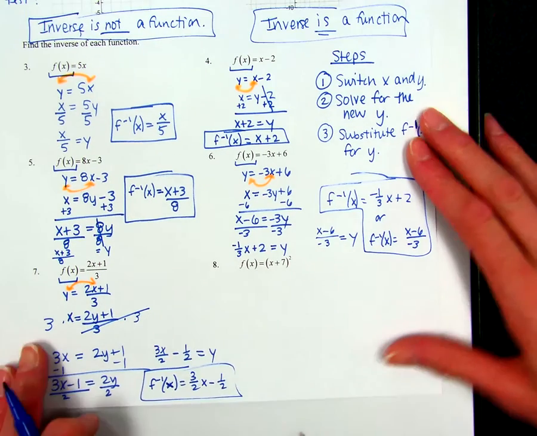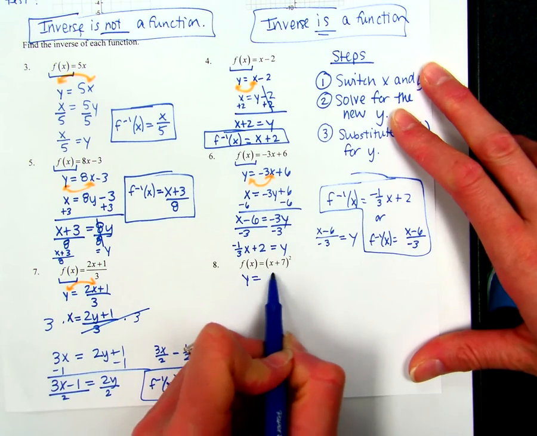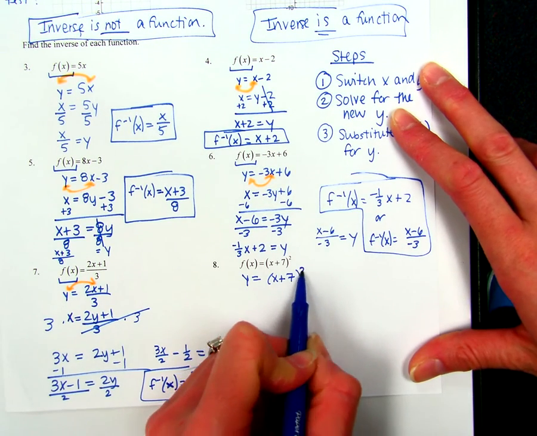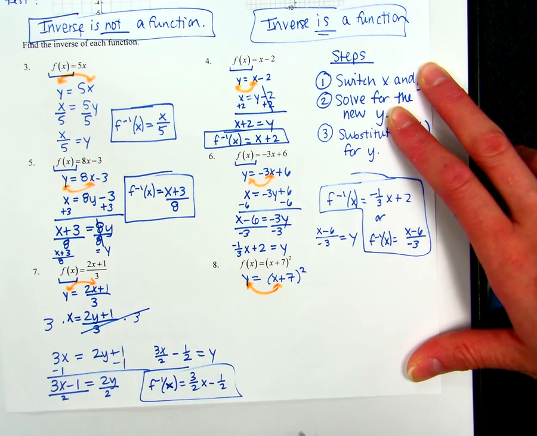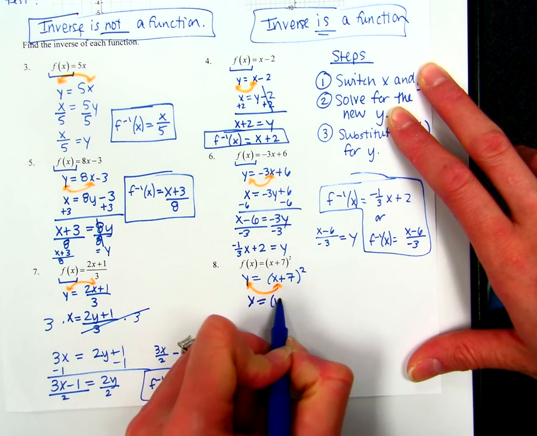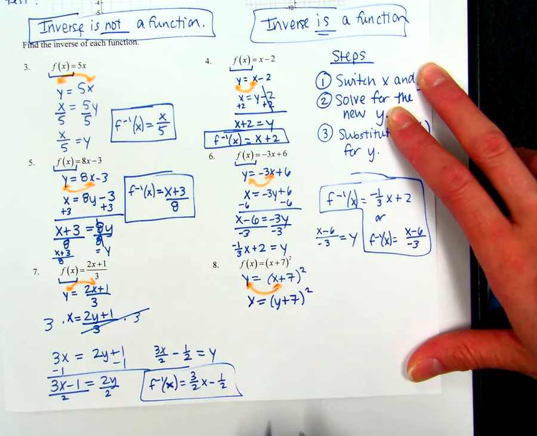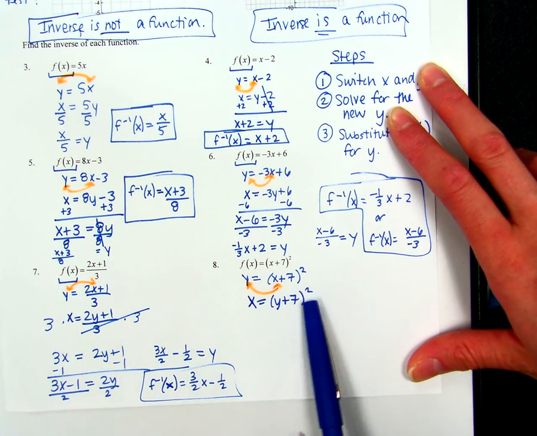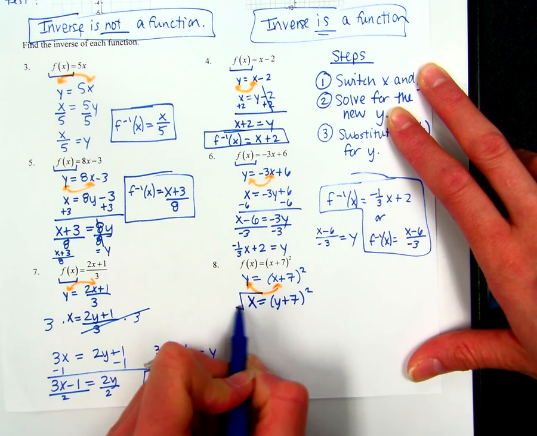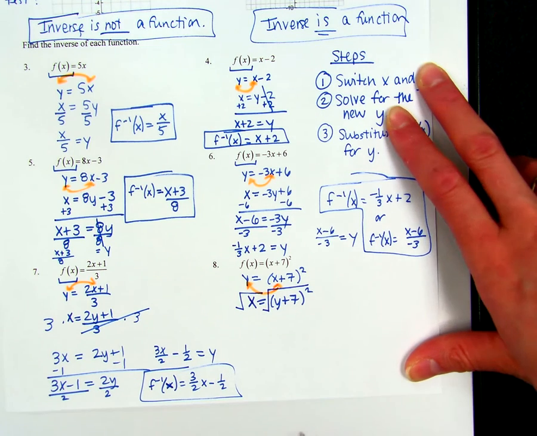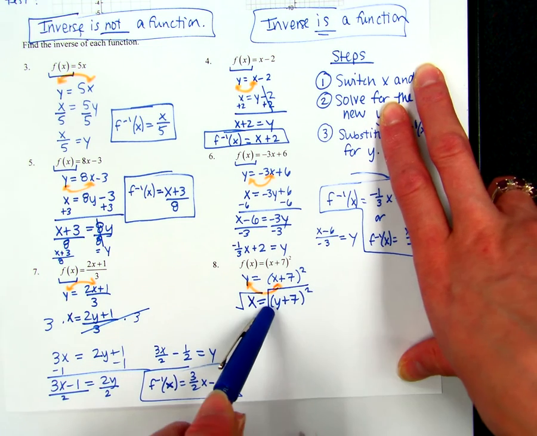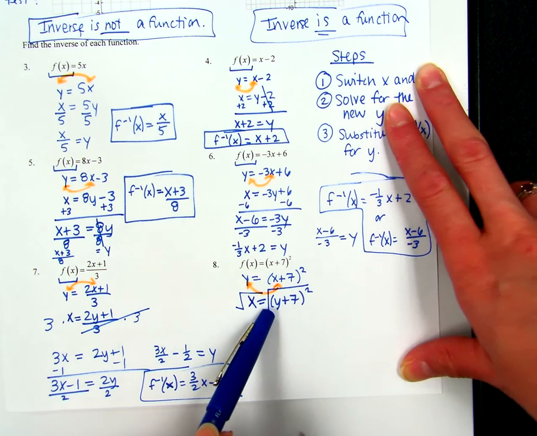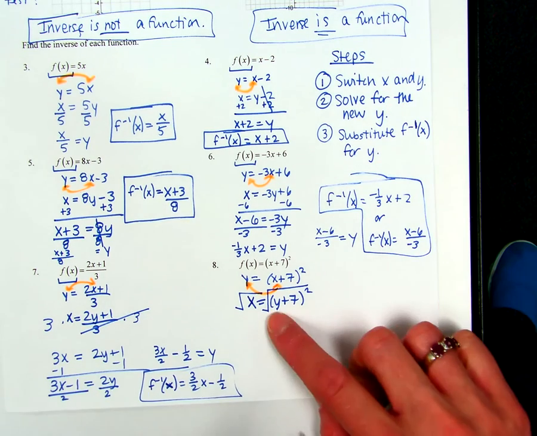Okay. Last problem. Y equals x plus 7 squared. So take your x and y, and you switch them. You got x equals y plus 7 squared. All right, now we want to undo the square. So remember back a couple chapters ago, to undo a square root, you would square it. So here we have a square. The opposite function, or the inverse operation, would be to take the square root.